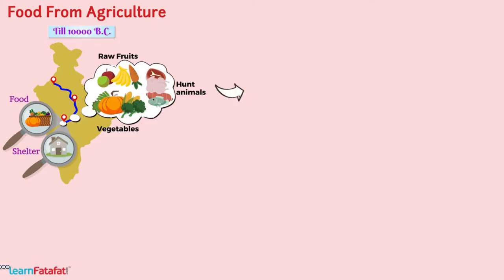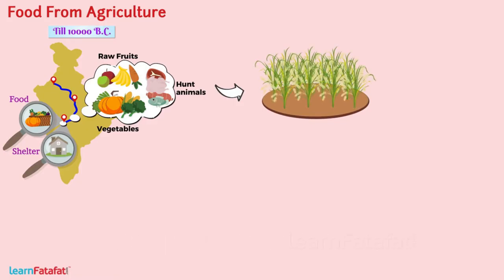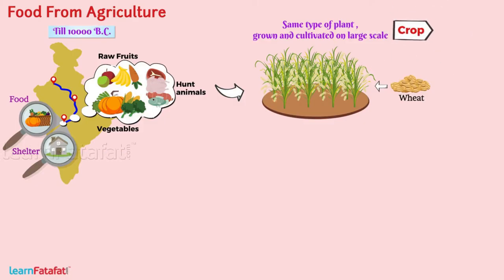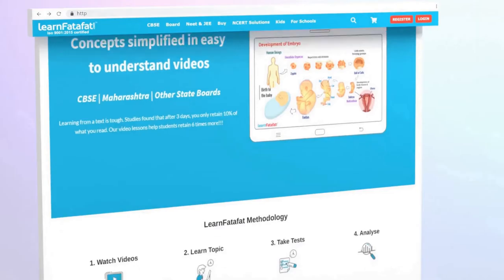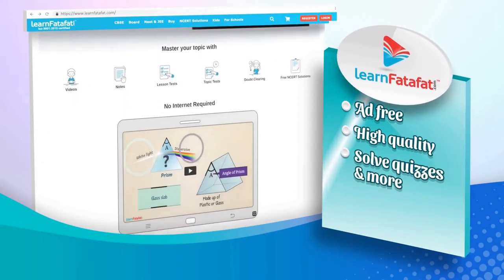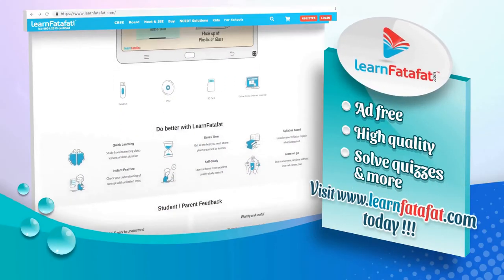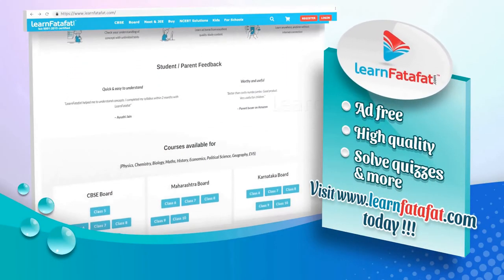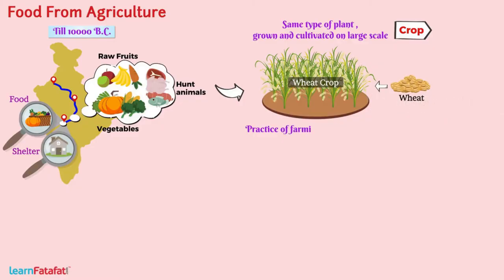To solve this problem, they started growing the same type of plant at one place on a large scale. The same type of plant, for example wheat, that is grown and cultivated on a large scale is called a crop. Here, it is a wheat crop. The practice of farming and cultivation of crops is called agriculture.